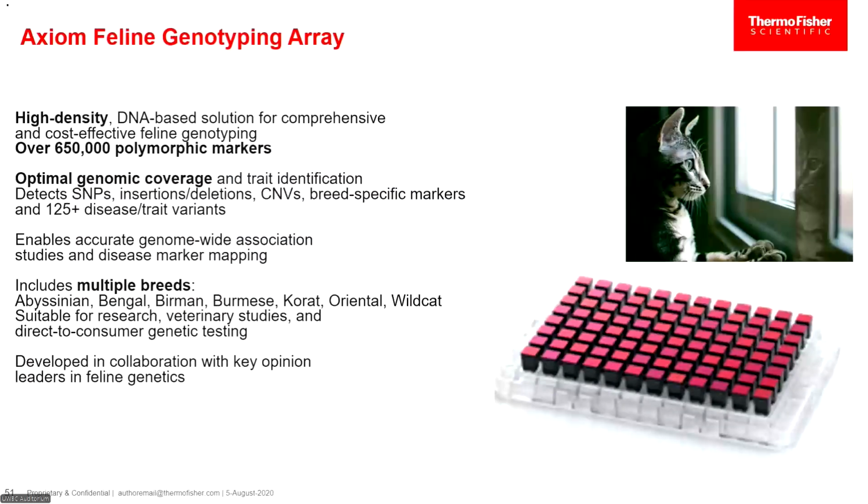The aforementioned feline genotyping array, we're proud to announce we worked with Dr. Leslie Lyons out of University of Missouri to develop this array. It is in a 96 format. And again, the reason being because we have, as you can see, around 650,000 polymorphic markers. It includes multiple breeds, as you can see, and the collaboration with Leslie was awesome, and she's one of these researchers and leaders that we have so much respect for, and really has notoriety all around the world.